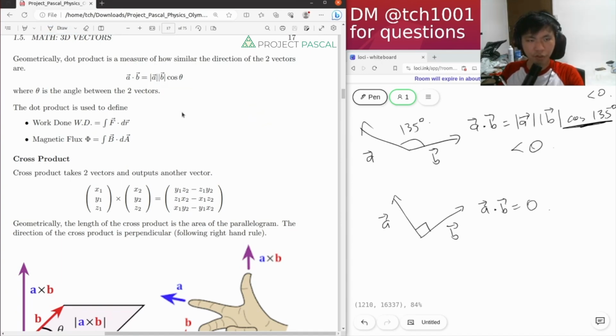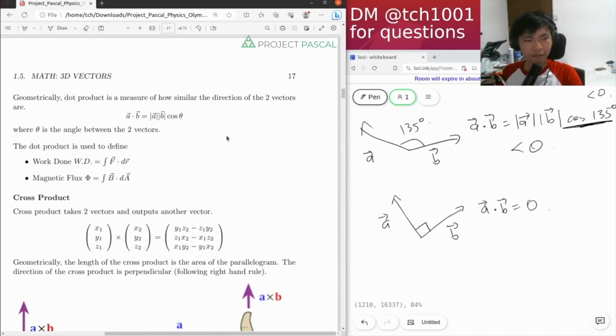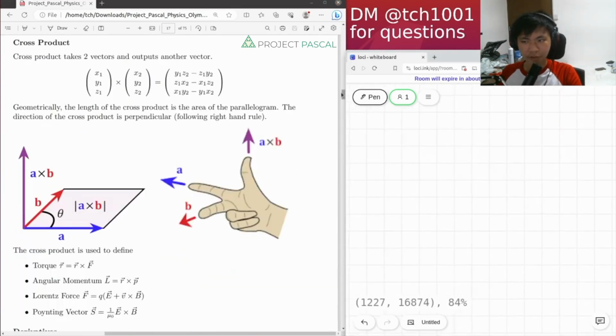So the dot product is useful in physics because we use it to calculate things like work done as well as the concept of flux in electromagnetism. Okay, so that's it for the dot product. For the concept of the cross product, if I give you two vectors, besides calculating the dot product, you can also calculate the cross product.